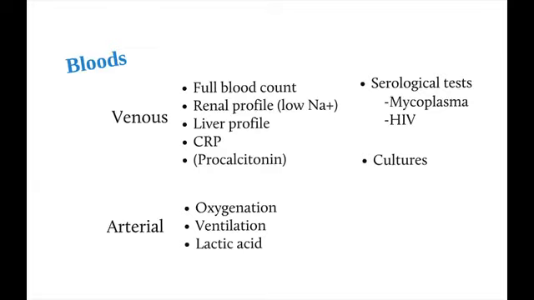Lymphocytosis suggests a viral process, and we want to check the liver profile and the renal profile. These are important when we're going to stage the severity of pneumonia. And you also want to check something called procalcitonin. It's not used very much here.